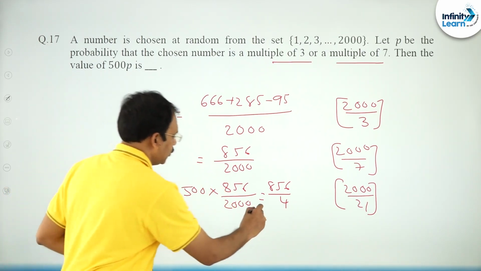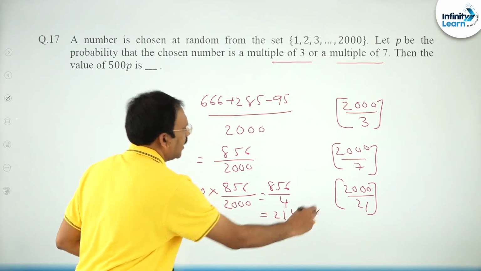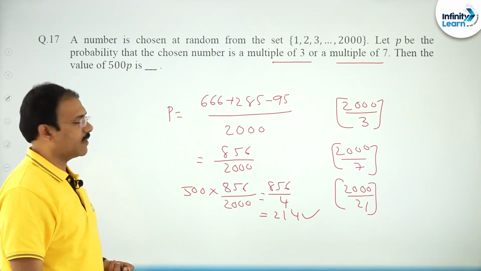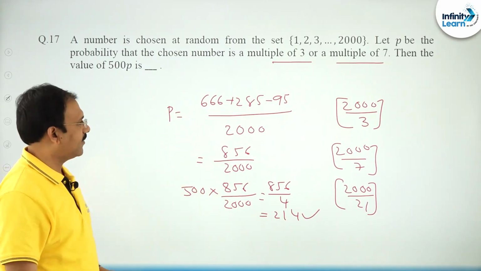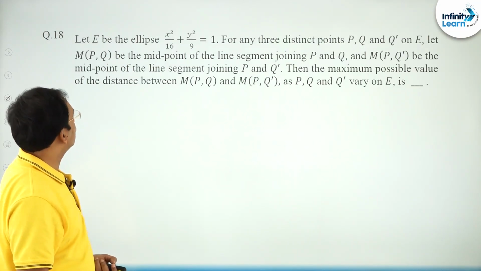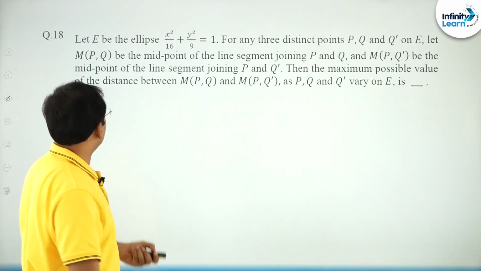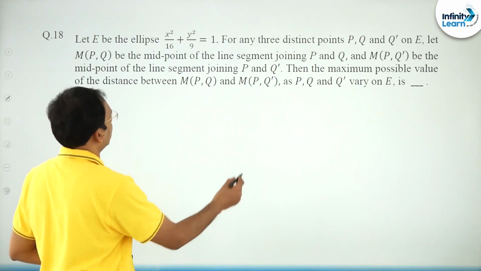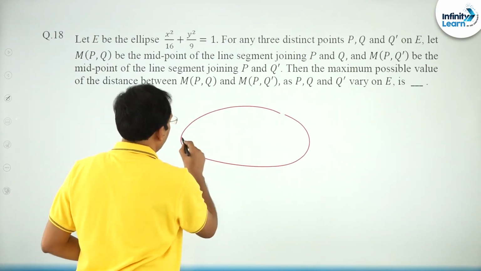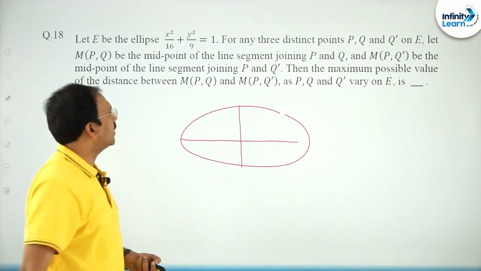So 214 is the answer, a numerical answer type question, a simple question, my dear friends. The next one, you see this, he has taken an ellipse x square by 16 plus y square by 9 is equal to 1, a basic standard ellipse he has taken.